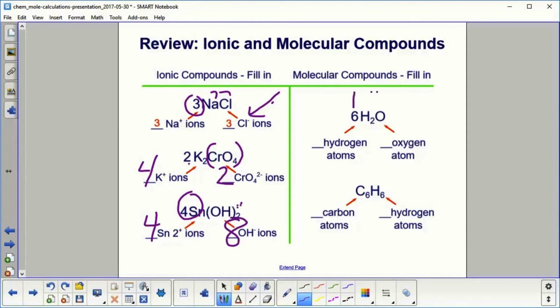Let's go over to water. Hydrogen, 6 times 2, 12. Oxygen, 6 times 1, 6. C6H6, well, there's a 1 in front of it. You're assuming a 1 if there's no other number there. So we have 6 carbon atoms, 6 hydrogen atoms.